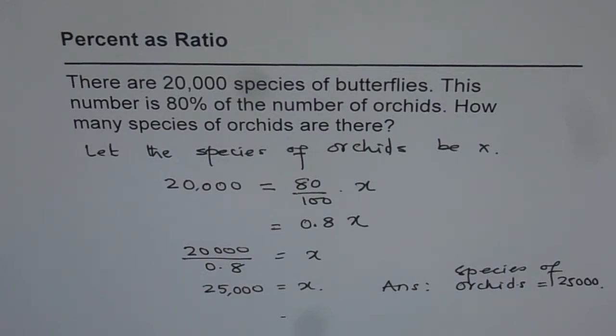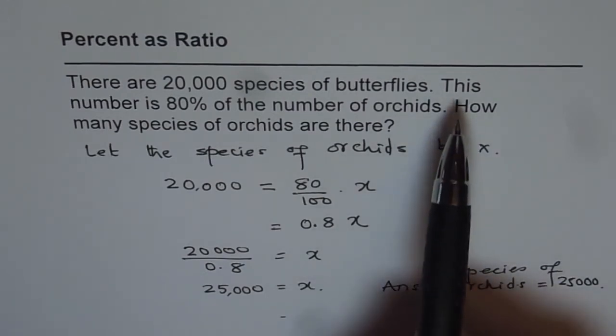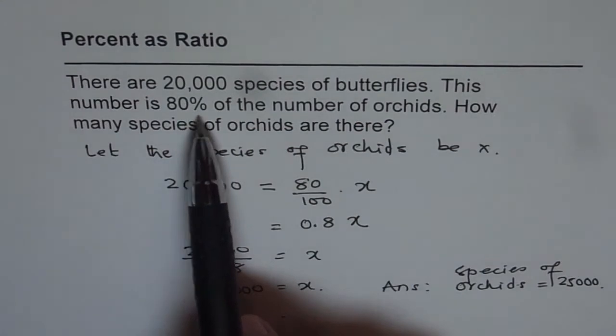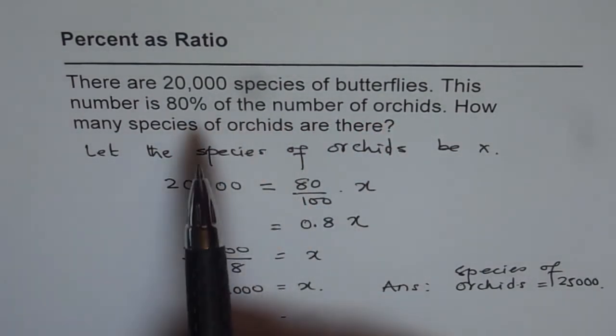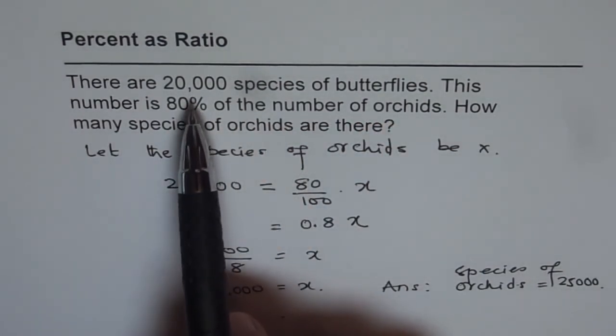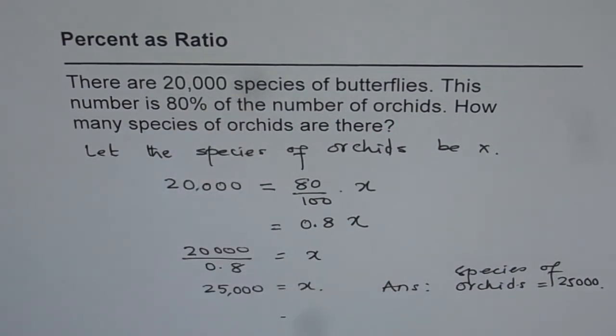Now when you read the question, it should be clear to you. It says this number is 80% of number of orchids. That means butterflies is less, right? So we are expecting a number which is more than 20,000, and 25,000, it works, correct? Find 80% of 25,000, you'll get 20,000, correct? So that is how you can also check your answer.